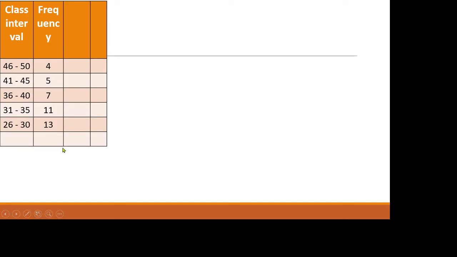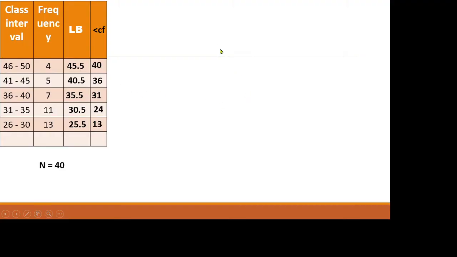O, add muna natin ang frequency. 4 plus 5 is 9 plus 7, 16 plus 11, 27 plus 13 ay 40. So, n equals 40. Tapos, kumpletuhin natin ang lower boundary. So, minus natin sa 0.5. 46 minus 0.5 is 45.5. 41 minus 0.5 is 40.5. So, ganun din ang gagawin natin sa 36, sa 31, at sa 26. Next, ito namang column na to, i-add natin ang frequency. Simulan natin sa 13, pataas. So, plus 11 is 24, plus 7 is 31, plus 5 is 36, plus 4 is 40.